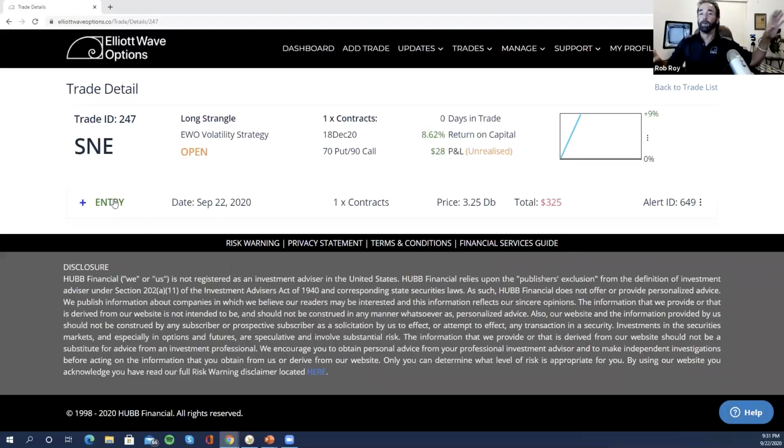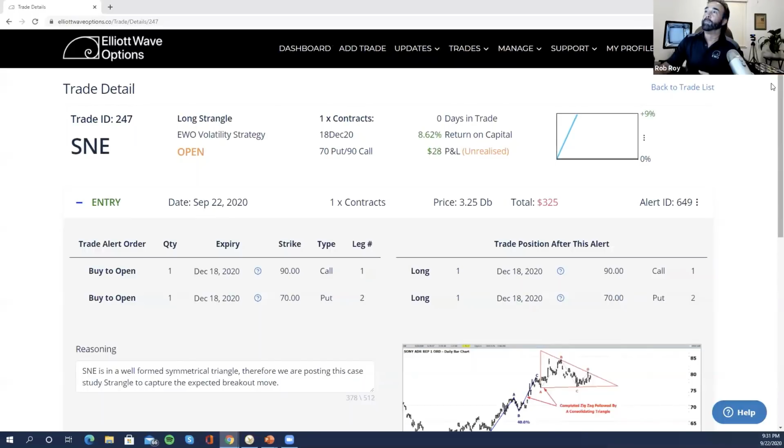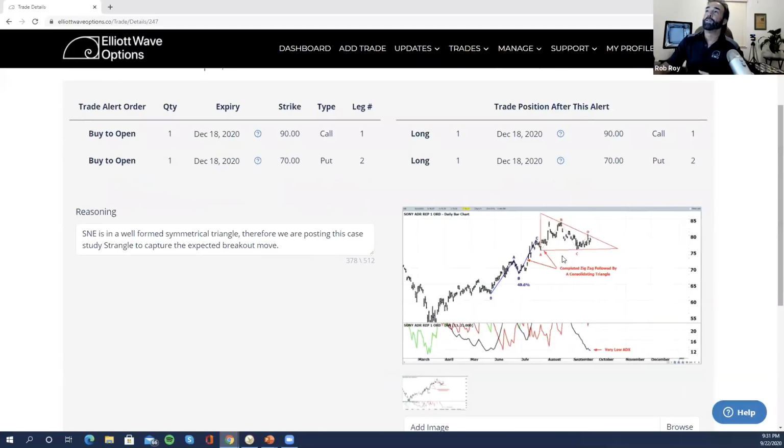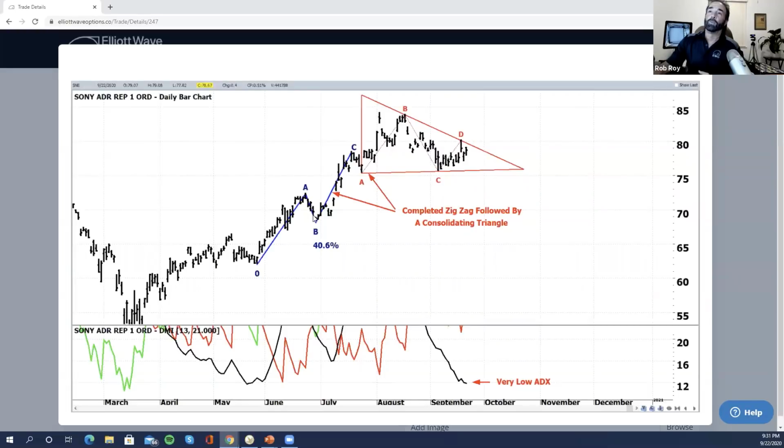Remember, we already have the puts on the SPY, so the downside's covered if we continue lower. And once we get the clear signal on the next impulsive move, then we can put that on. Look, we're already up 8% just on what happened from the time that we placed it today to the close. So that's pretty cool. But when you look at this, here's the chart, and this one was really neat.